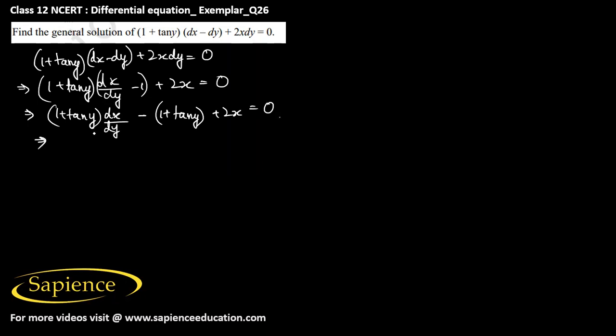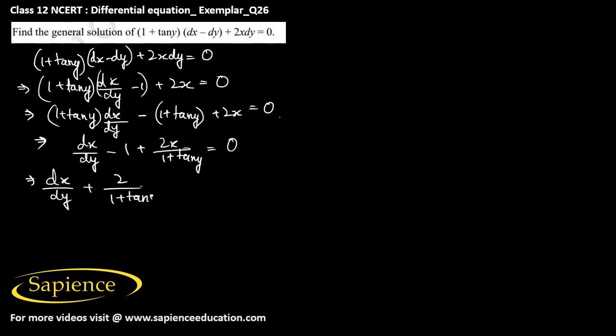Then if we divide both sides by 1 plus tan y, then we will get dx/dy minus 1 plus 2x by 1 plus tan y, equals 0. So this we can also write as dx/dy + 2/(1 + tan y) x = 1. So it means this is a linear differential equation of the form dx/dy + Px = Q, where P and Q are functions of y.